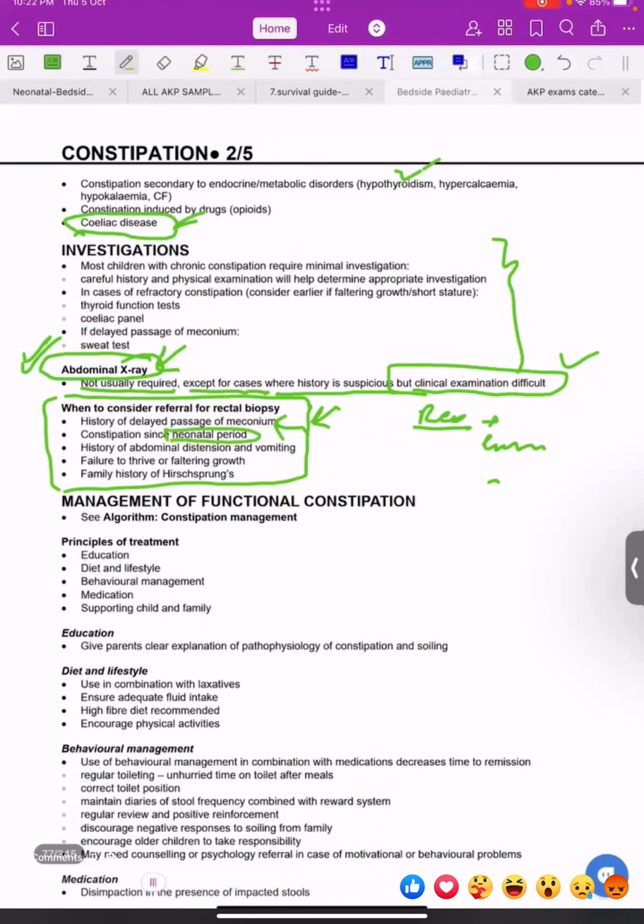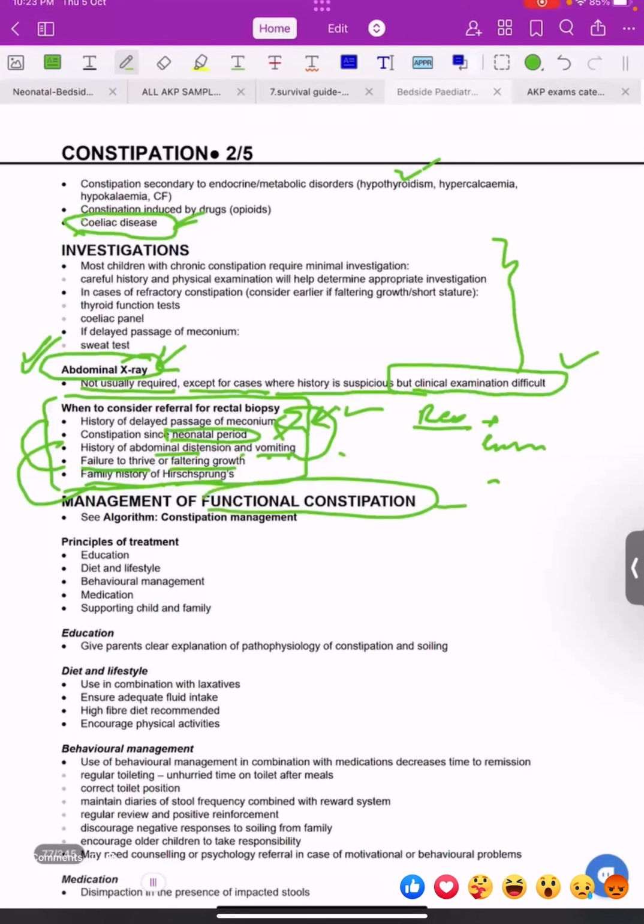History of abdominal distension and vomiting along with these features. If a neonate comes to me with abdominal distension and vomiting, I will not straightaway go to the rectal biopsy. If the history suggests the child is having delayed passage of meconium, yes, then I will definitely consider the rectal biopsy. Failure to thrive or faltering growth along with these features, or a family history of Hirschsprung disease along with these features, then I will go for the rectal biopsy. Okay. Now they will talk about the management of constipation.